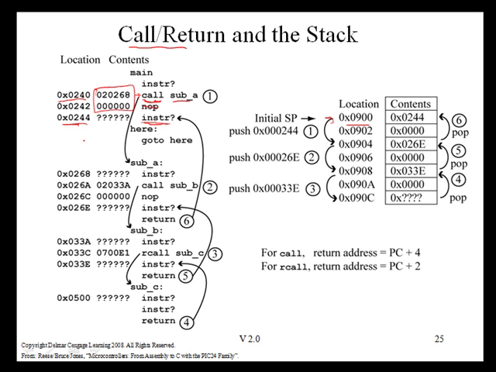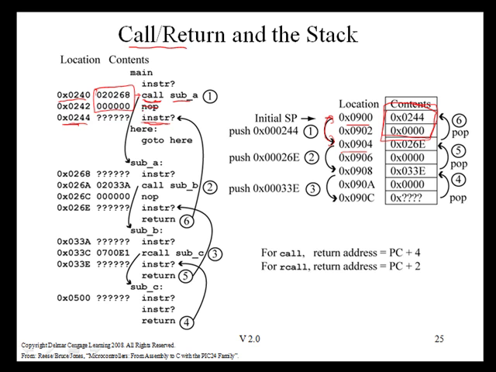Now, when this address is pushed, it's actually pushed as two words. The reason is that the program counter, recall, is actually 23 bits wide. So that means we need more than one word of memory to store this return address. So it's going to take two words of memory to store the return address. So the stack pointer during a call is actually going to be incremented here by 4 and is now going to be pointing at 904 after this call.